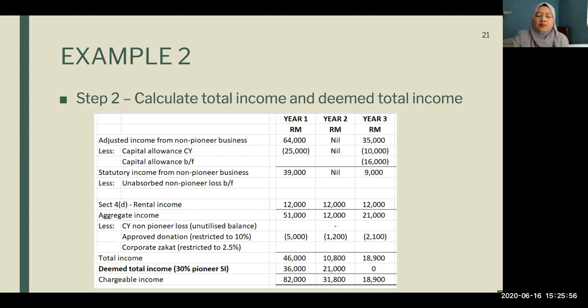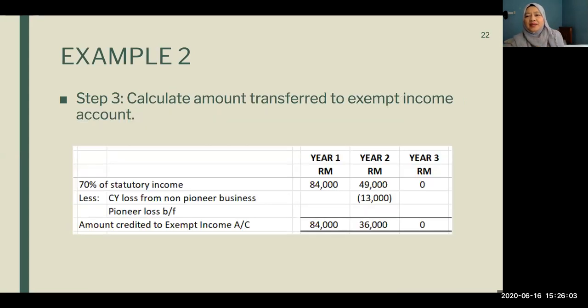Because of this, because your current year loss will affect your aggregate income, I want you to do your exempt income first. Compute your exempt income to be your step 2, then only step 3 for your total income.